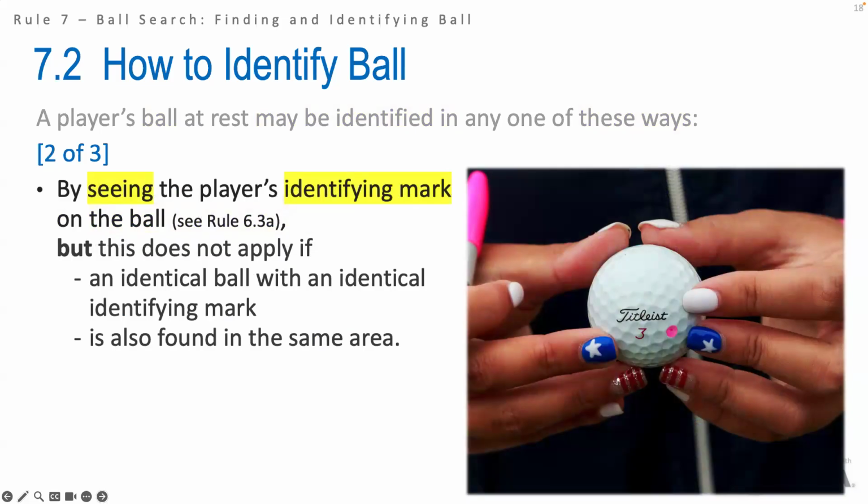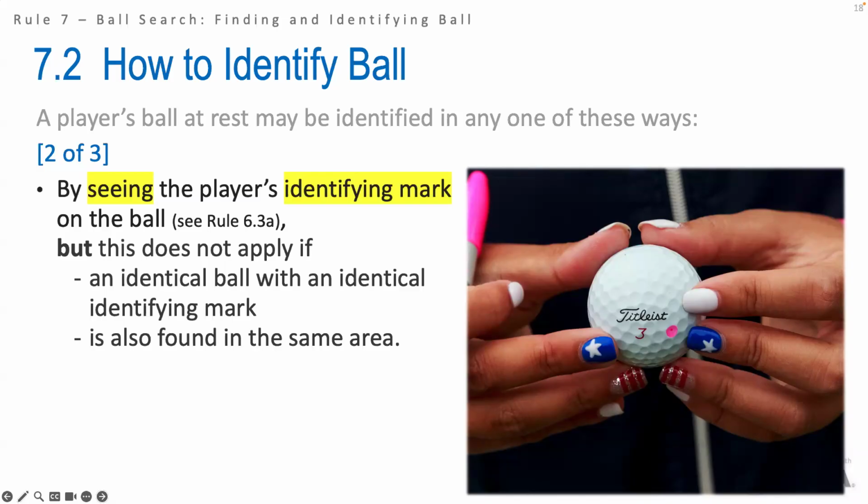Our second way of identifying a golf ball is by seeing the player's identifying mark on the ball, but this does not apply if an identical ball with an identical identifying mark is also found in that same area. We're going to get a little bit more clarity about this maybe when we're playing a provisional golf ball, and we find that and maybe the original golf ball in the same area. We'll learn a little bit more about that coming up.